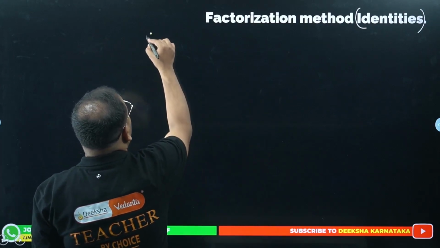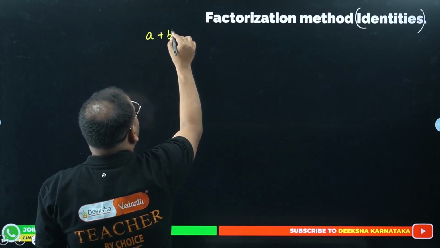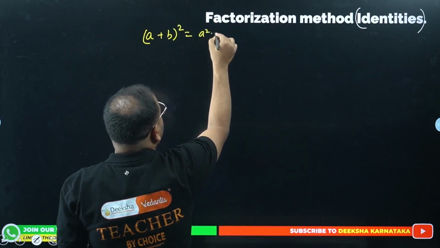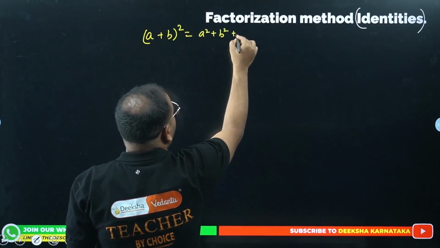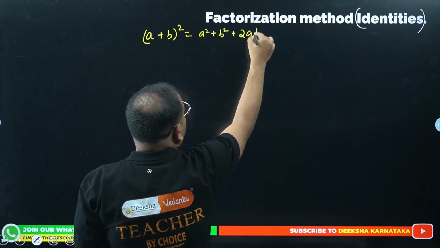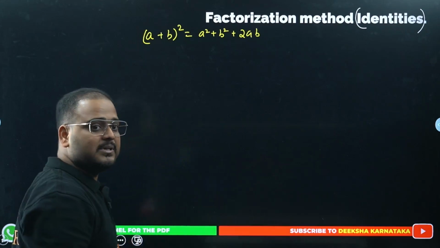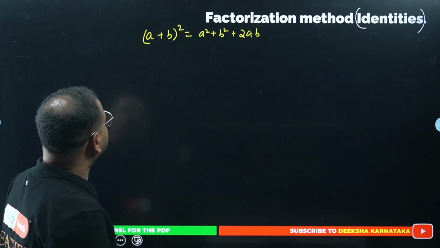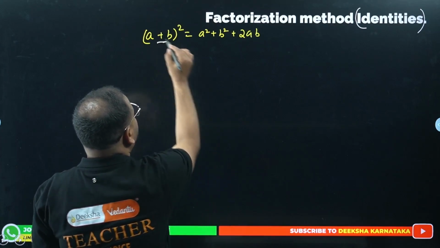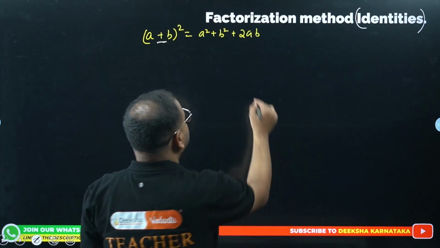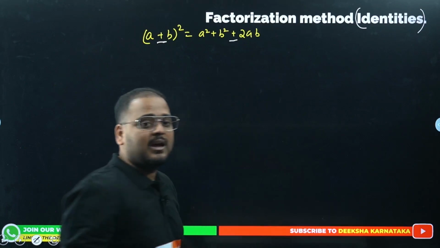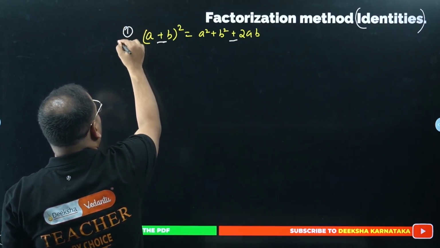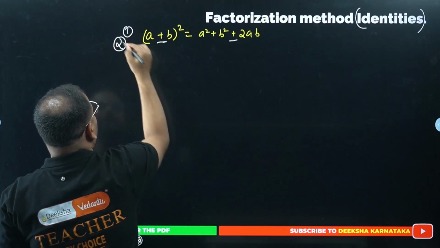So first one, if you remember, it is (a plus b) the whole square equals a square plus b square plus 2ab, right? What happens if I change the signs here? If I write this as minus sign, then I can write this here as minus sign. So this becomes identity number 2. Okay, so this is identity 1 and 2. I hope you get it.